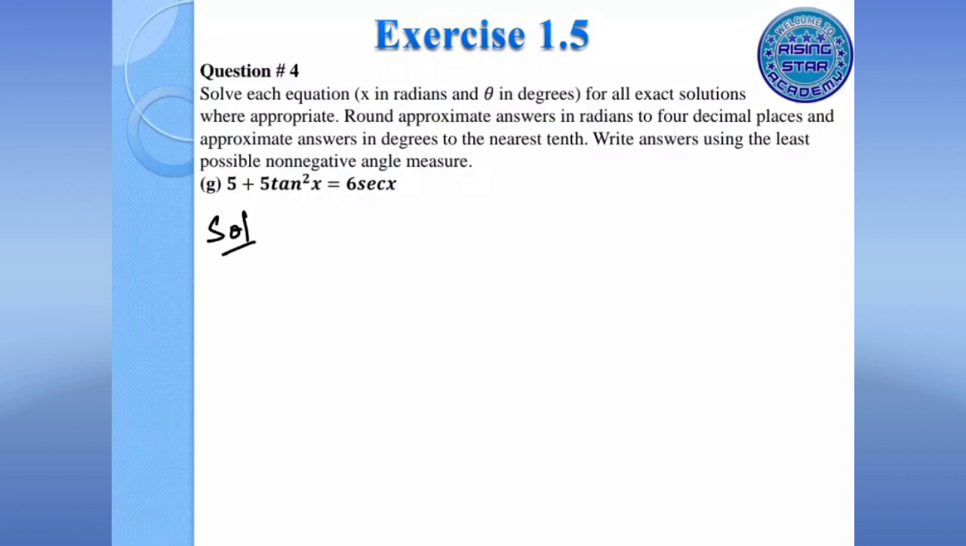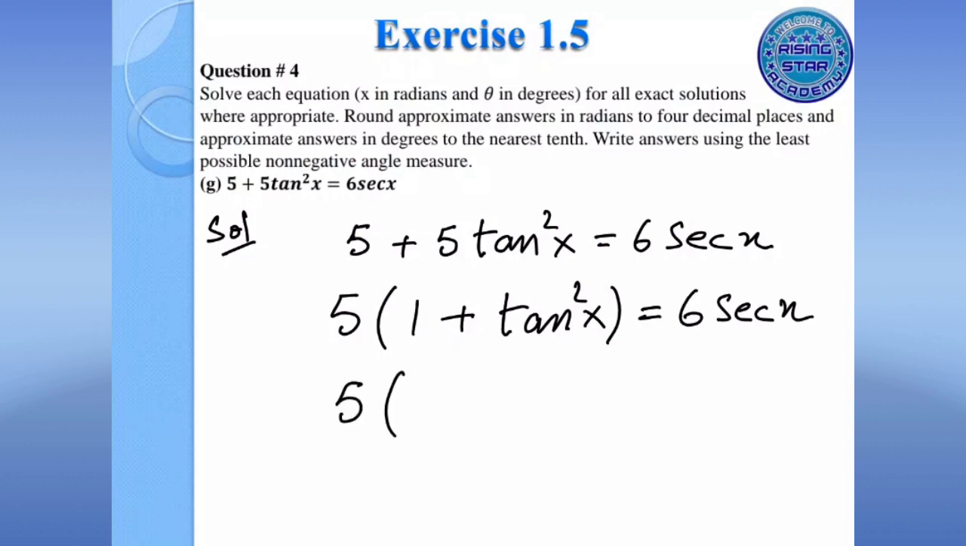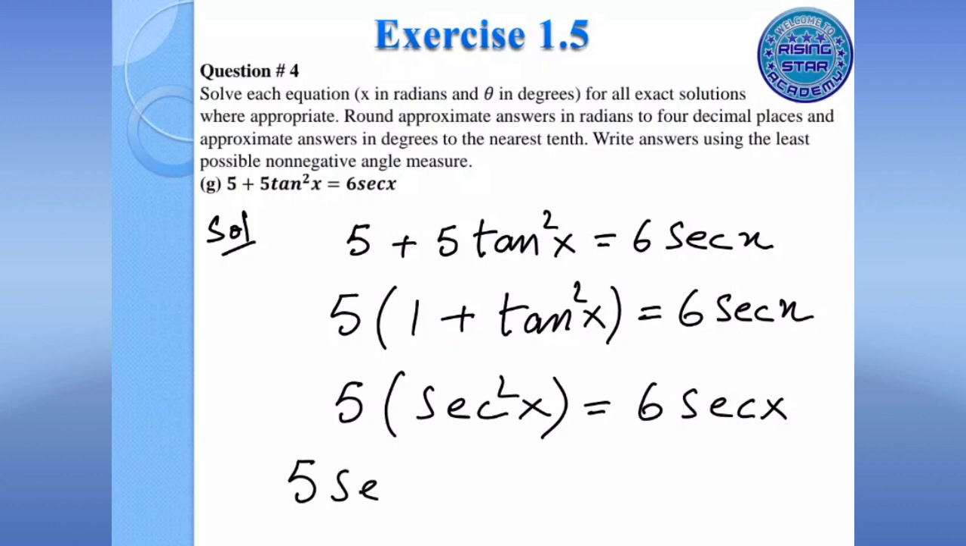Now we will rearrange the g part first. So we have 5 plus 5 tan square x is equals to 6 secant x. We will take 5 as common, so we have 1 plus tan square x is equals to 6 secant of x. Now 1 plus tan square is the secant square x is equals to 6 secant x. We will write 5 secant square x minus 6 secant x is equals to 0.